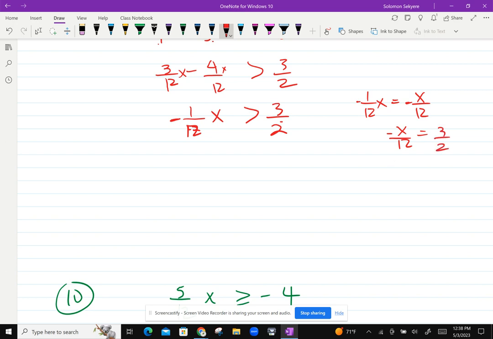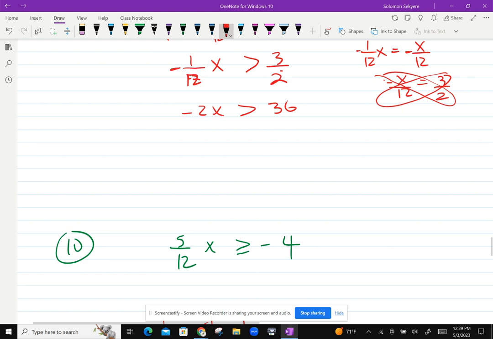How do you solve it? You cross multiply. The negative is either top or bottom, doesn't matter. So I can say negative 2x is greater than 36. And then I have to get rid of my negative 2, by dividing both sides by negative 2. And my x then will become less than 18.